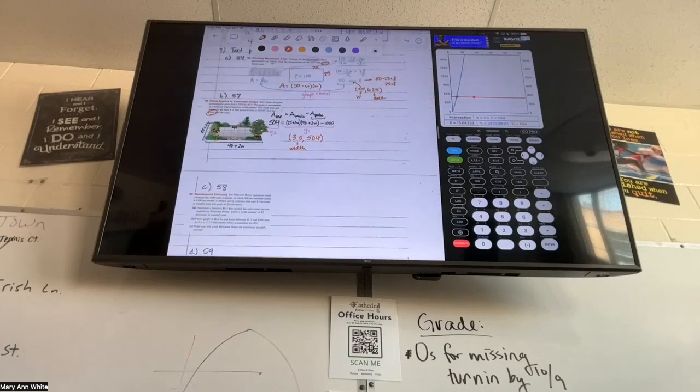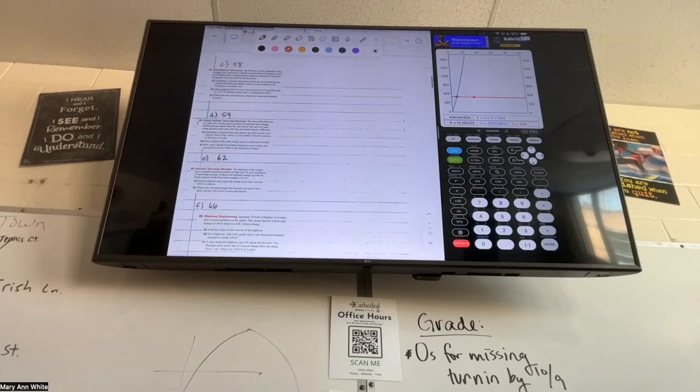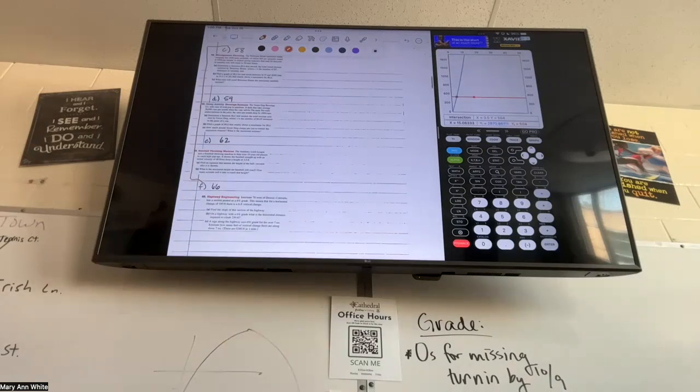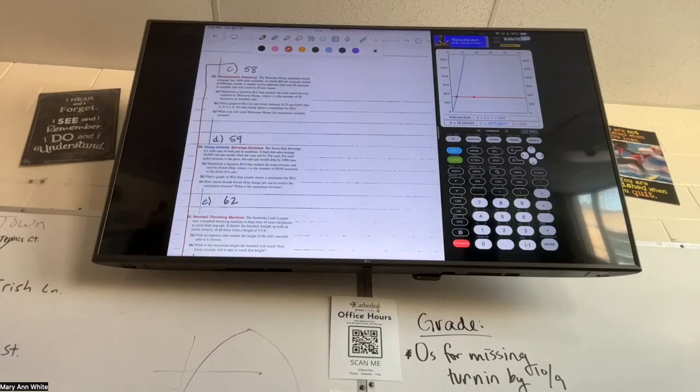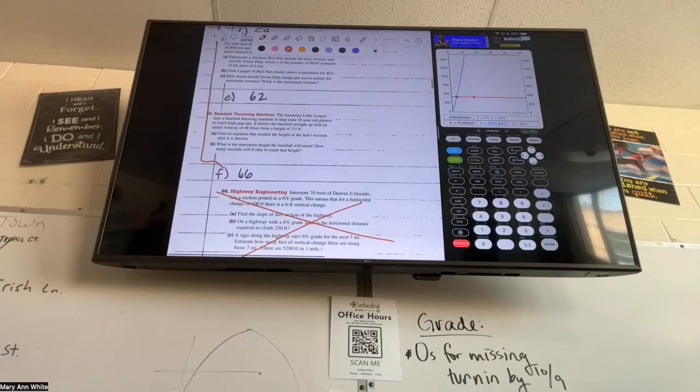Okay. Let's jump over to the next page. I just want to do 58, 59, and 62. And let's actually jump and do 62 first, and we'll not do 66. I just don't feel like that. 60 or 58 and 59 are almost the same. So if I don't get to one of them, I'm not going to stress about it.